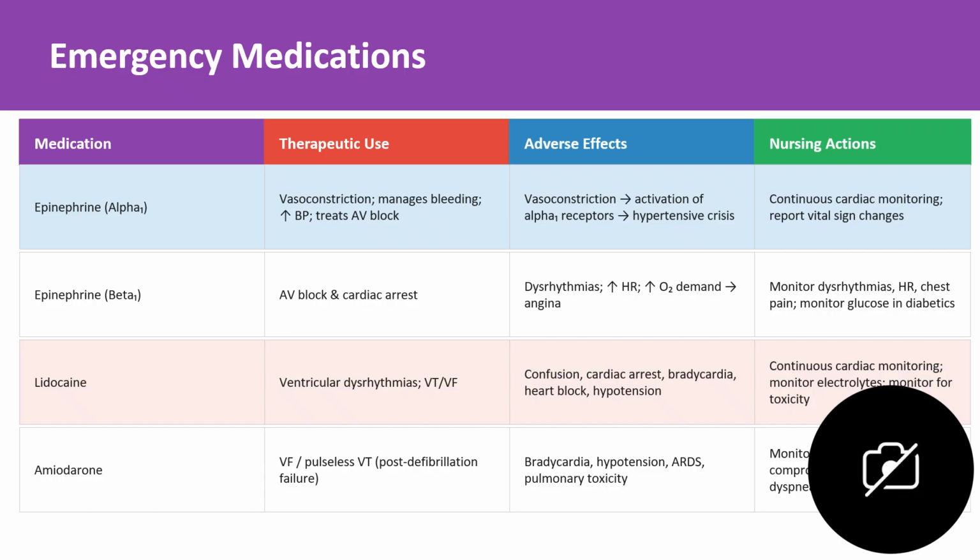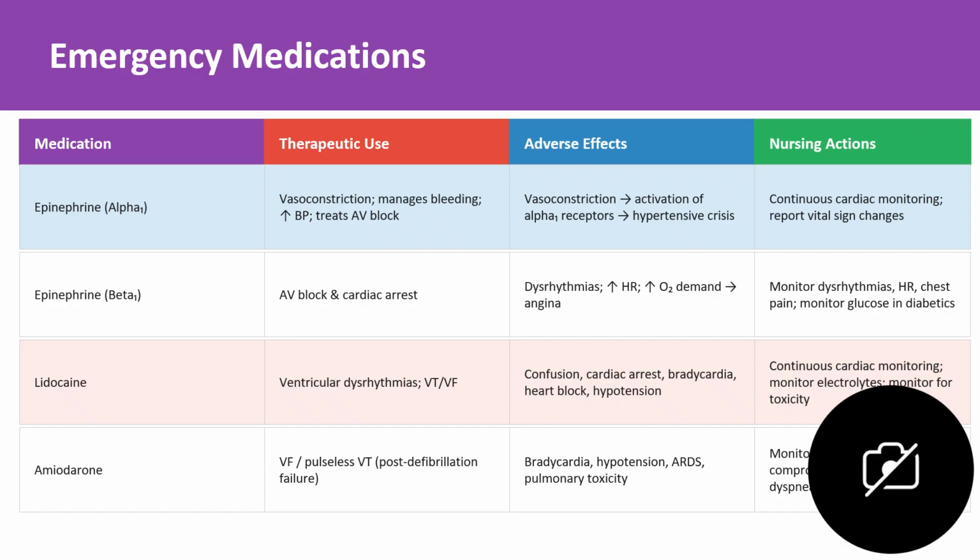Amiodarone is used for VF or pulseless VT, ventricular tachycardia, when defibrillation alone fails. So the adverse effects include bradycardia, hypotension, ARDS, pulmonary toxicity. We monitor for signs of pulmonary compromise, such as crackles, so always assess the lungs, and hypoxia or dyspnea. So track blood pressure as well as other vital signs very closely.